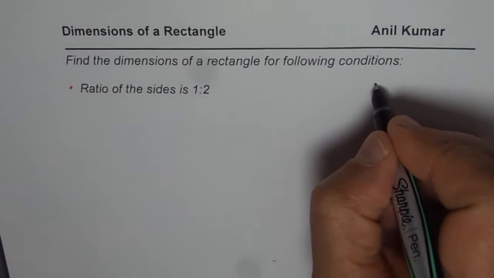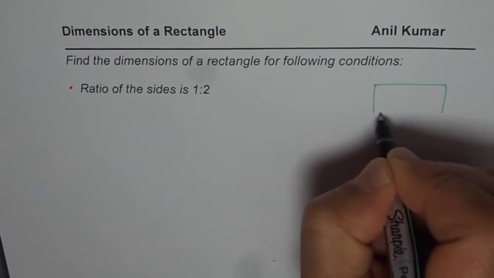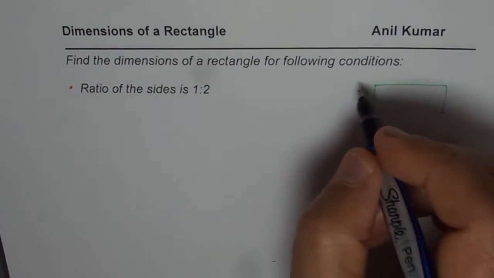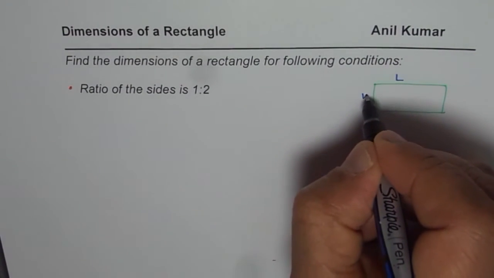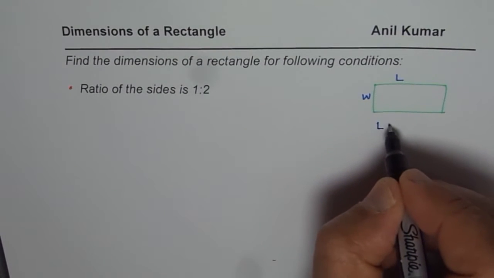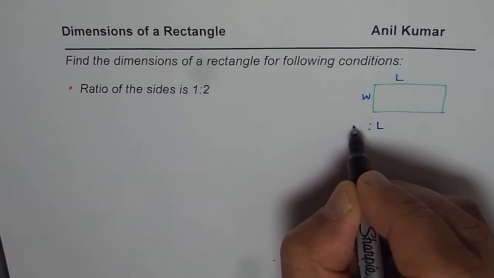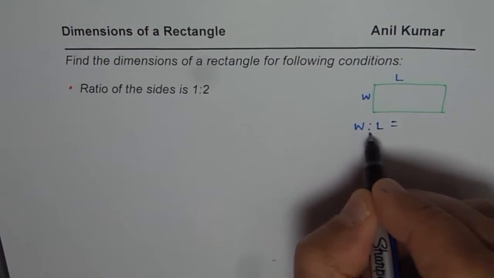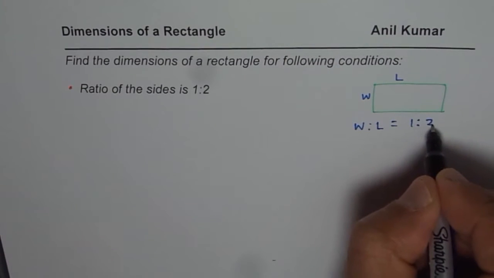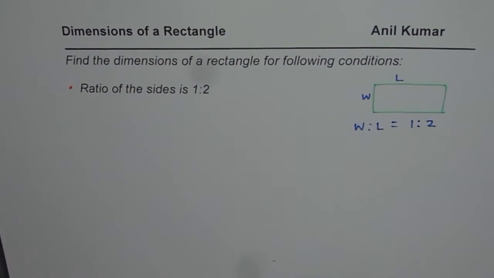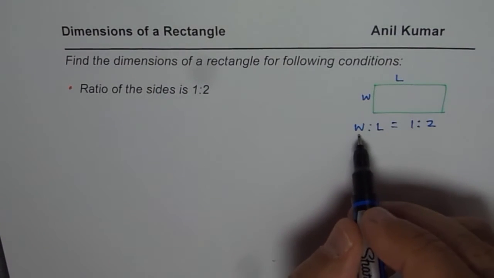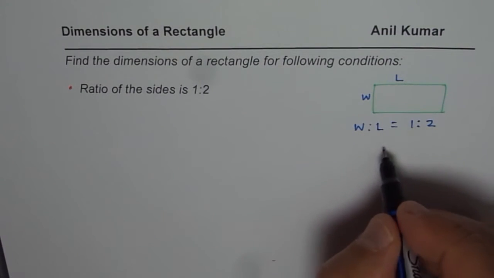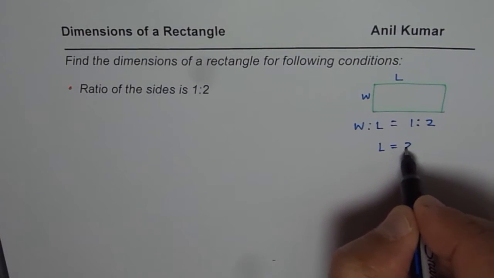If we have a rectangle like this, then a rectangle is a two-dimensional figure with length and width. Length and width are in the ratio 1:2. I'm assuming width to be smaller. Clearly, if the width is W, then the length is 2 times W. So from here, we get a relation that length is equal to 2 times W.